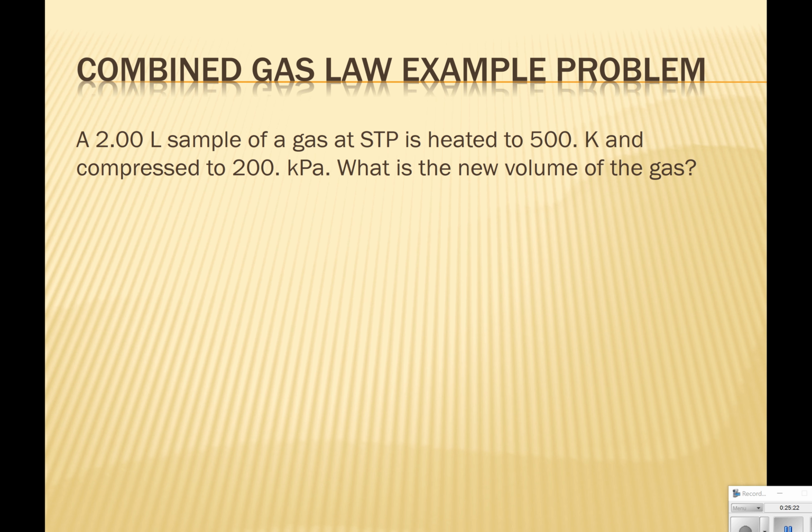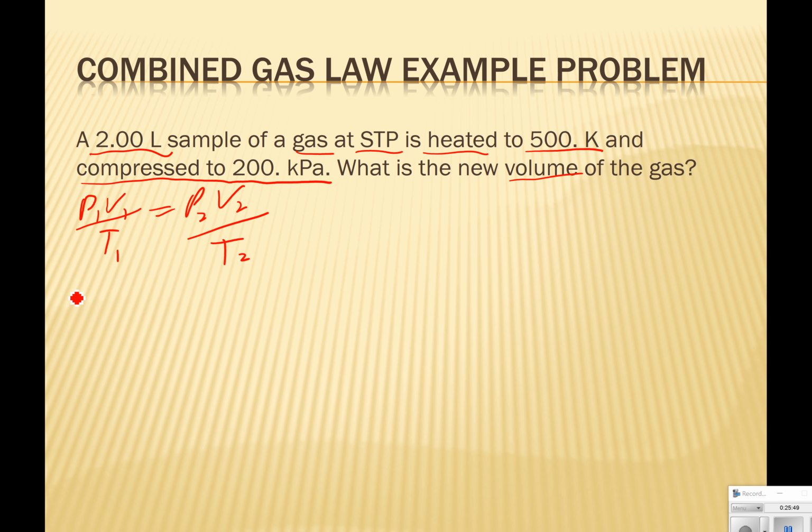We're going to have to define a few more variables when we combine these all together, but we'll approach it the same way. So we have a 2-liter sample of gas at STP. It's heated to 500 Kelvin and compressed to 200 kPa. What is the new volume of the gas? Now, our combined gas law has 6 variables in it, and we're going to have to figure out which one of these we are going to want to solve for.